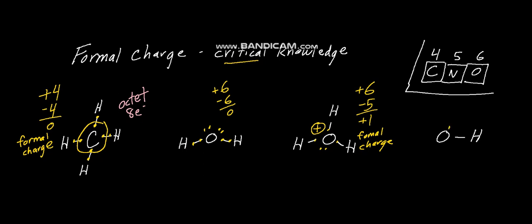Oxygen here needs 3 lone pairs to satisfy the octet rule. +6 minus 1, 2, 3, 4, 5, 6, 7 is a minus formal charge for hydroxide ion. So the charges here are very clearly linked to the reactivities of these molecules.